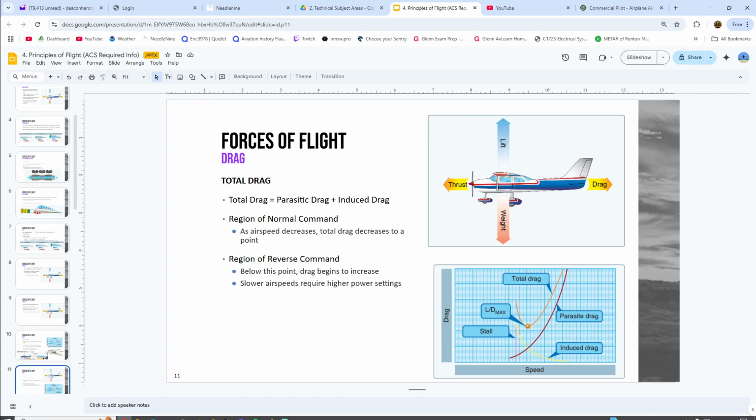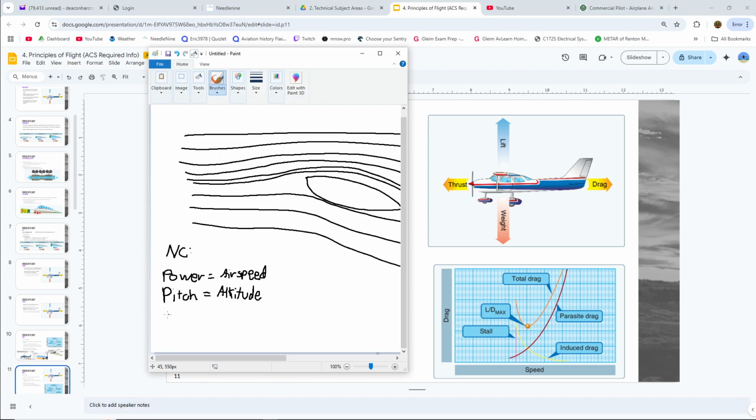So what's backwards about the region of reverse command is now, let's just say reverse command. Now I'll use my power to control my altitude. It is so hard to type. And I use my pitch to control my airspeed. Pitch for airspeed, power for altitude.